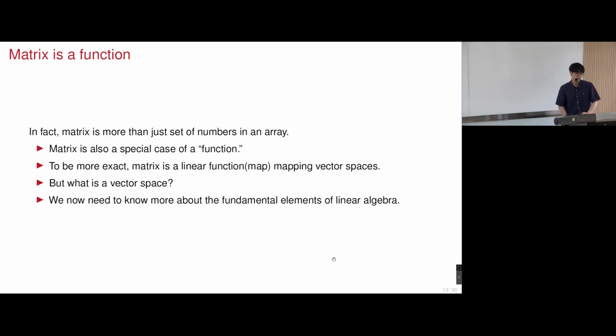But before we start, we're going to have a short break for 5 minutes. And then after that, I'm going to talk a bit more about vector spaces. And then in about 40 to 50 minutes, we're going to have a lunch break, okay?